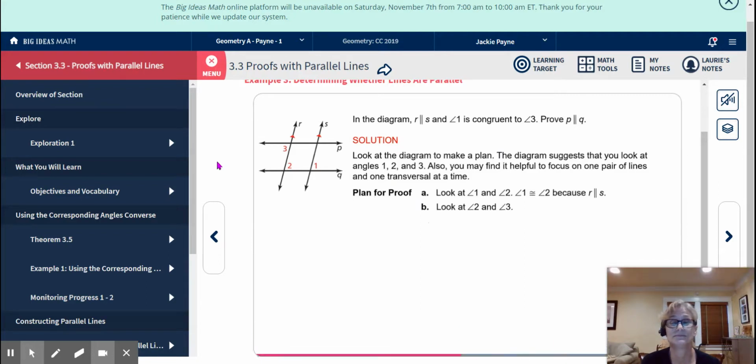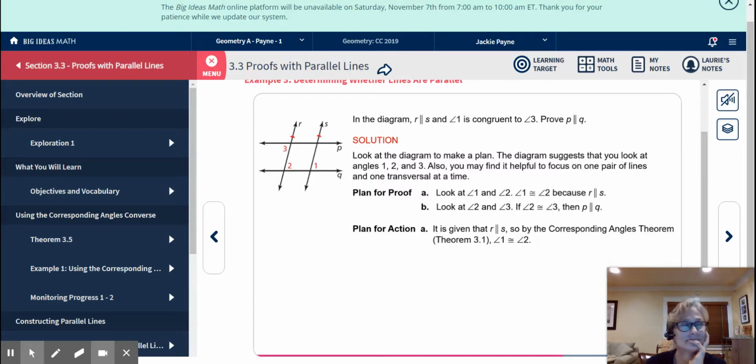B. Look at angle 2 and angle 3. They are alternate interior angles. So, if angle 2 is congruent to angle 3, then line P is parallel to line Q. Plan for action. A. It is given that line R is parallel to line S. So by the corresponding angles theorem, angle 1 is congruent to angle 2.